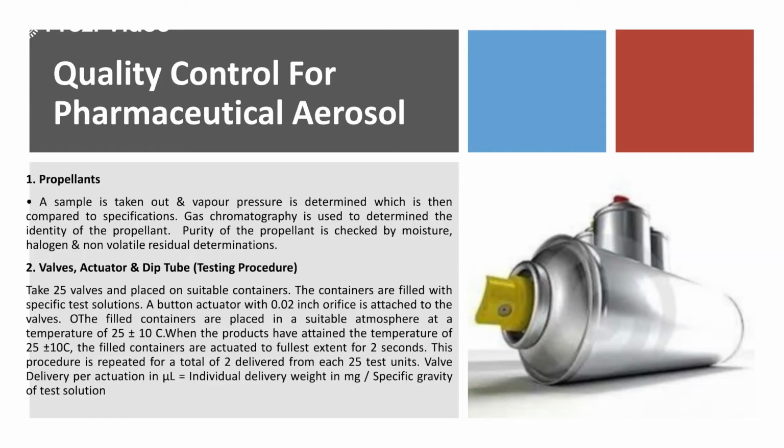The filled containers are placed in a suitable atmosphere at a temperature of about 25 degrees Celsius, and when the product has attained the temperature of 25 degrees Celsius, the filled containers are actuated. Actuated means they are pressed to the full extent for 2 seconds. This procedure is repeated for a total of 2 deliveries from each of the 25 test units. The valve delivery per actuation in microliters can be calculated by the individual delivery weight in mg divided by the specific gravity of the test solution.